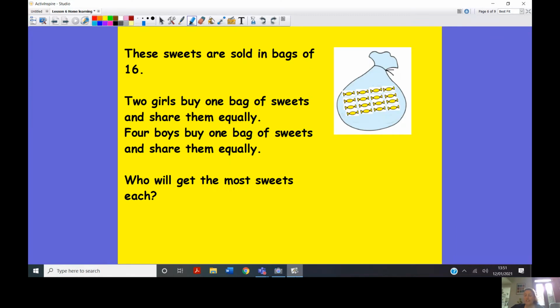So these sweets are sold in bags of 16. 2 girls buy 1 bag of sweets and share them equally. 4 boys buy 1 bag of sweets and share them equally. Who will get the most sweets? Have a think, maybe pause the video for a minute, thinking about what we've done just then. How could we solve this problem?